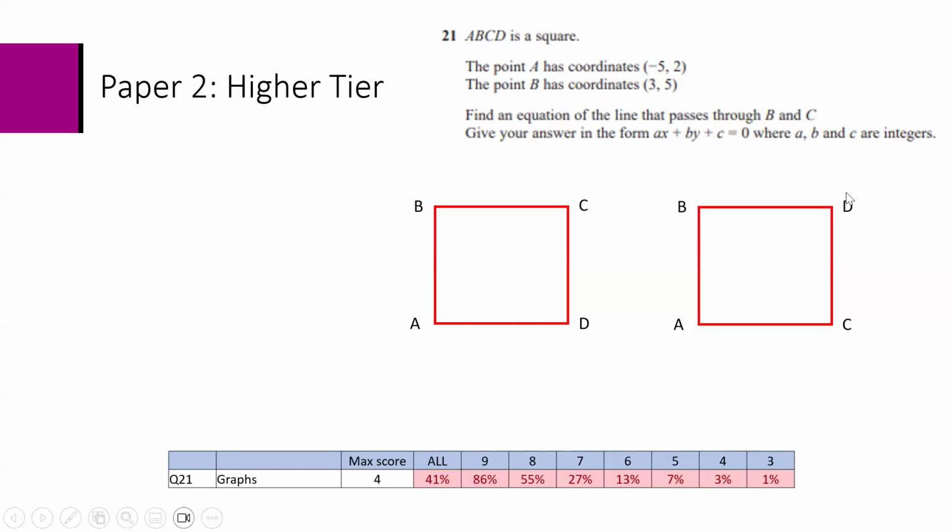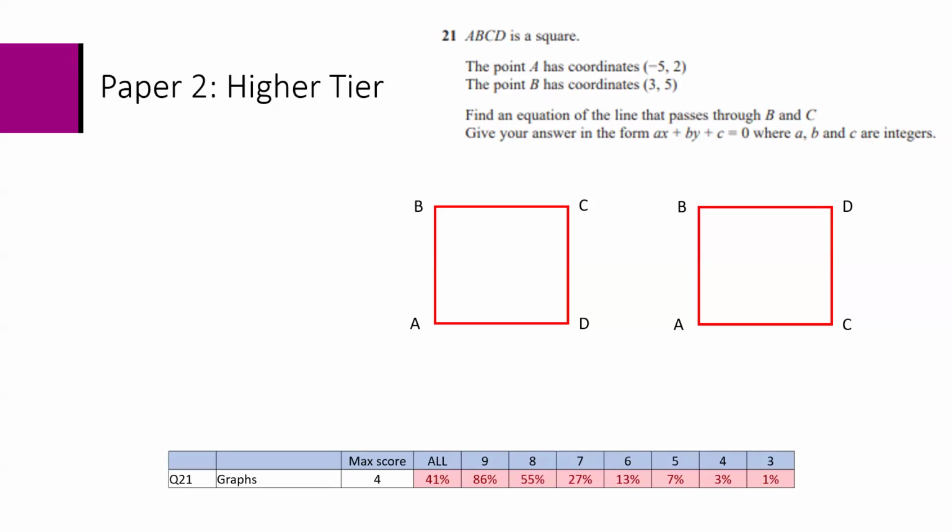So A, B, C, D. There was A, B, C, D diagonally. So it's just worthwhile refreshing with your students. When was the last time we actually refreshed with our students what the convention is for naming polygons or putting the letters on polygons?